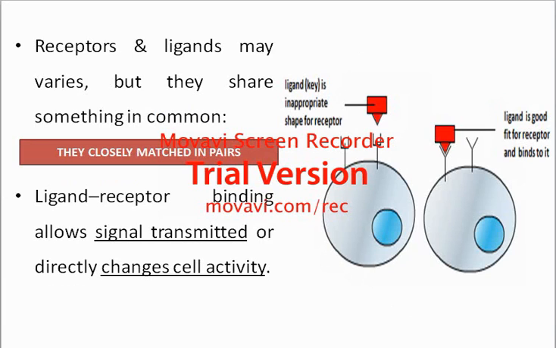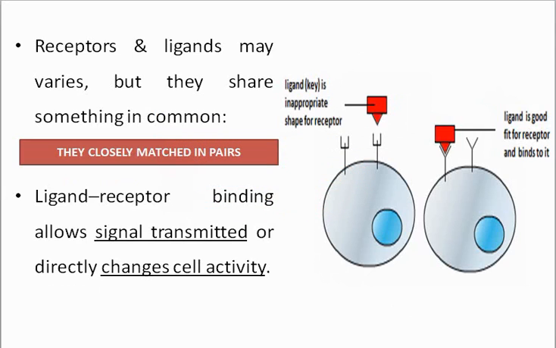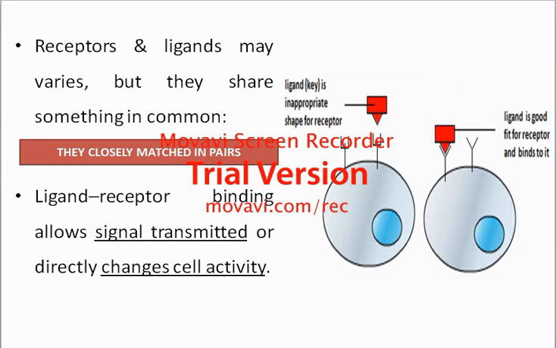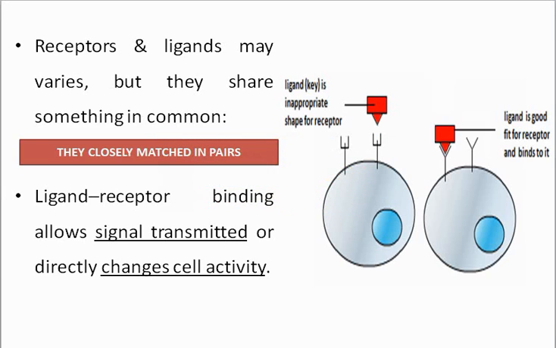Receptors and ligands come in many forms, but they all have one thing in common. They come in closely matched pairs, with a receptor recognizing just one or a few specific ligands, or a ligand binding to just one or a few target receptors. Binding of a ligand to a receptor changes its shape or activity, allowing it to transmit a signal or directly produce a change inside of the cell.